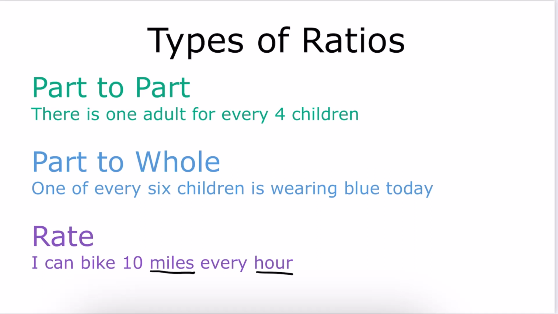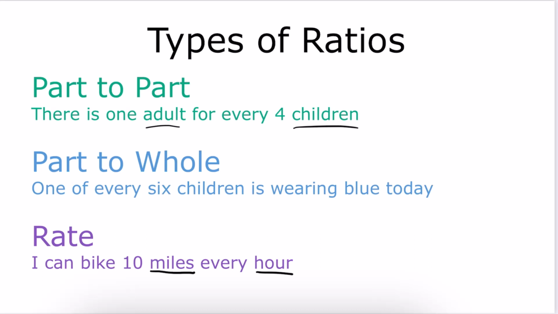Versus if we look at part-to-part and part-to-whole ratios, in these cases we're talking about the same units. You have one adult for every four children, and the units are that you are talking about people. It's the same type of units. Same thing with a part-to-whole: if one of every six children is wearing blue, you have one child for every six children. So a rate is a special type of ratio where the units are different.